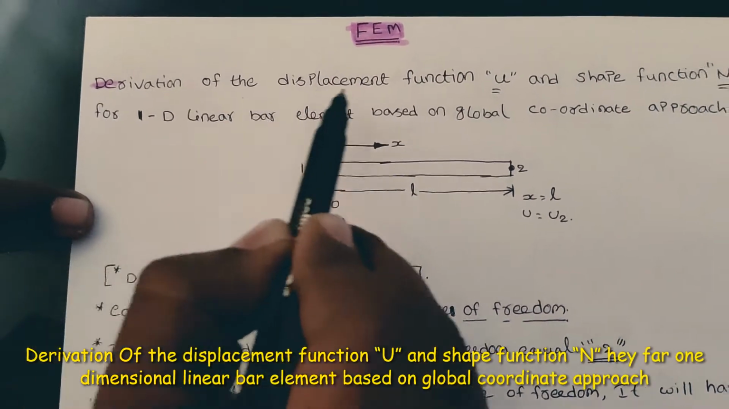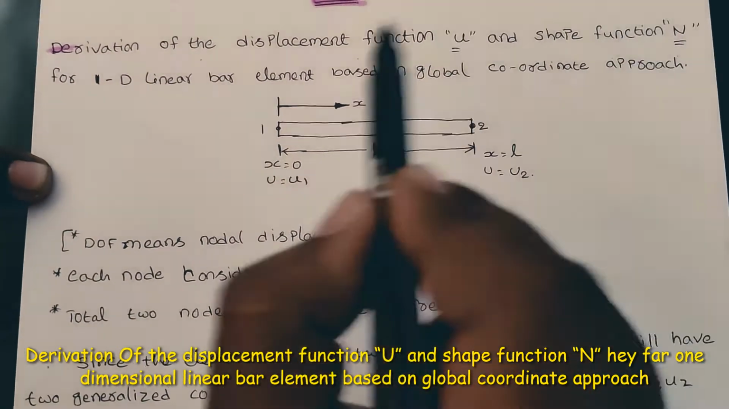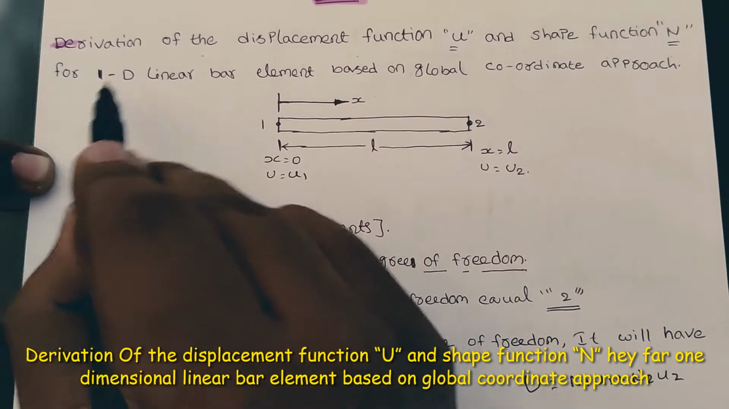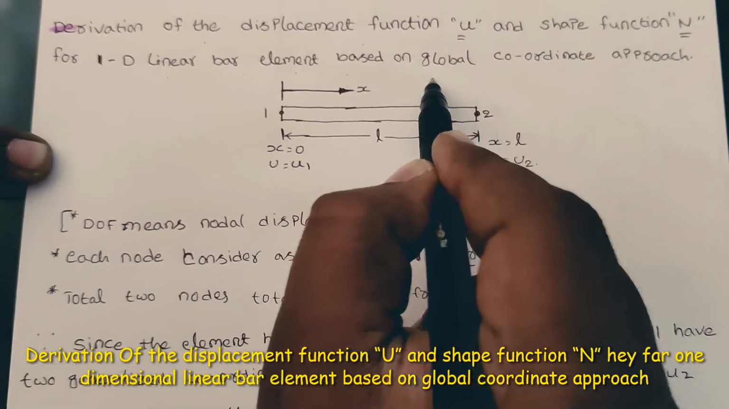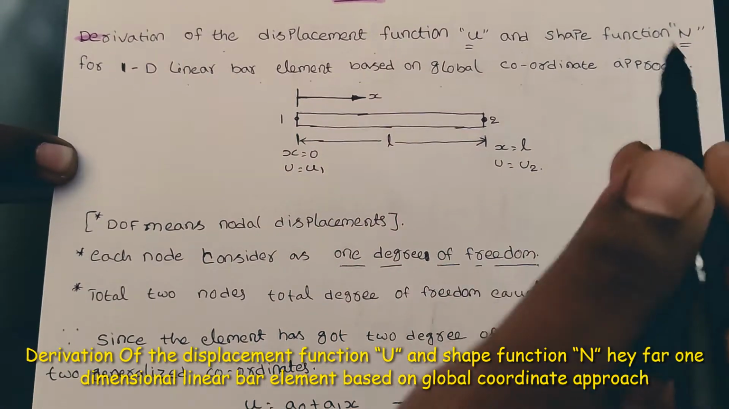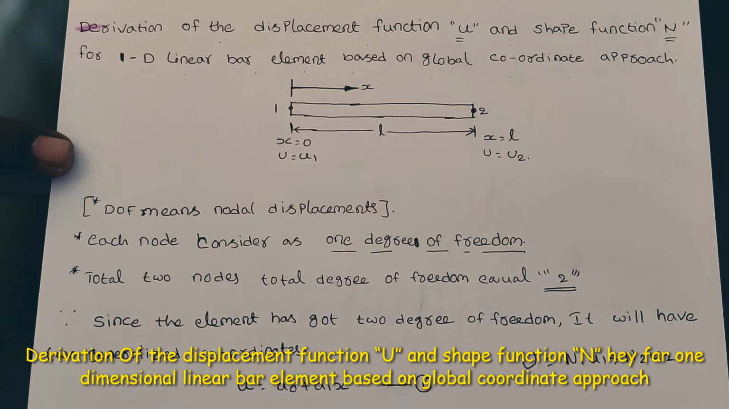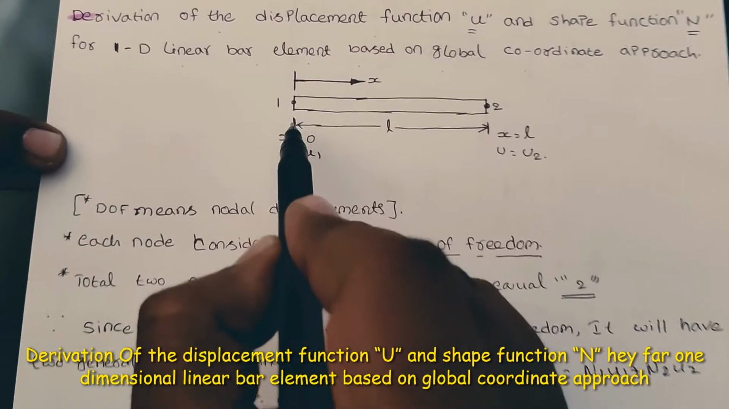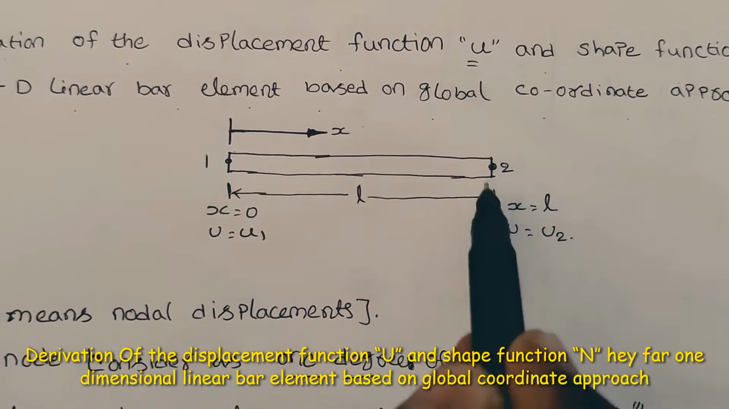Derivation of displacement function u and shape function N for a one-dimensional linear bar element based on the global coordinate approach. So this is the derivation we are going to solve today. For this derivation, I consider a bar element.